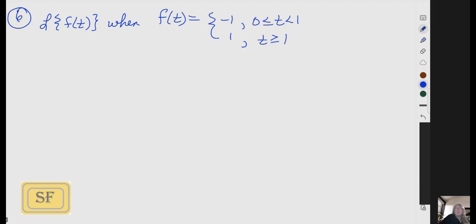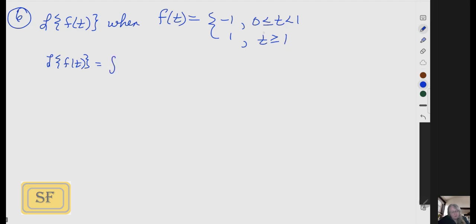Okay, question number 6 on the review for exam 3 is a Laplace transform. And here we can do this piecewise defined function one of two ways. We can use the definition of a Laplace transform. So we could say the Laplace transform of f of t is the integral.